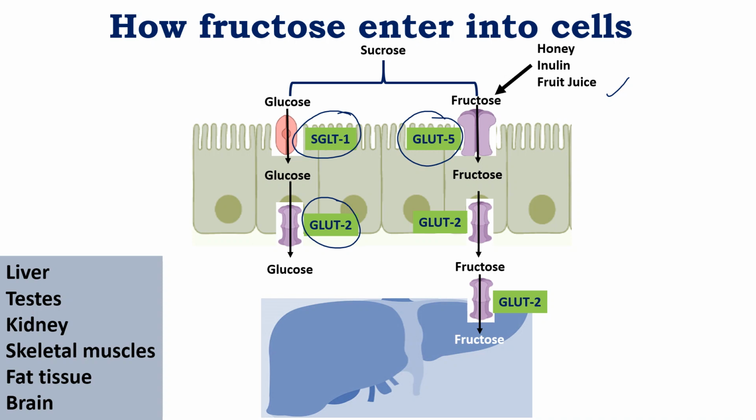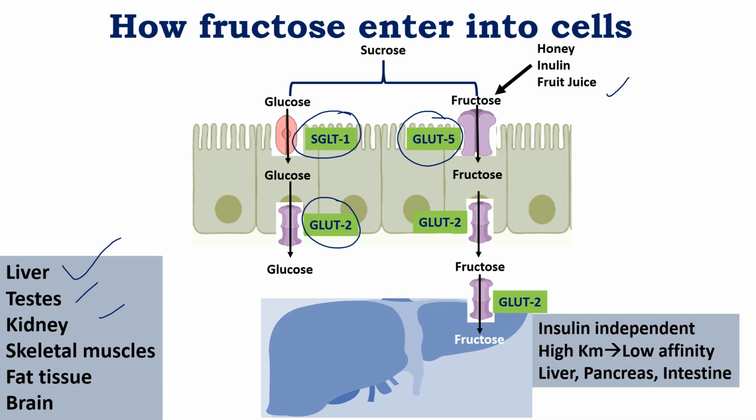Now fructose metabolic processes mainly occur in the liver, but they also occur in the testis, kidney, skeletal muscles, fat tissue, meaning adipocytes, and brain cells. So these are the other places where fructose metabolic process takes place.